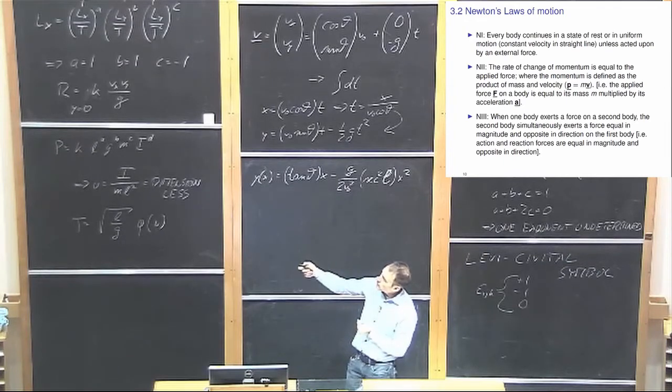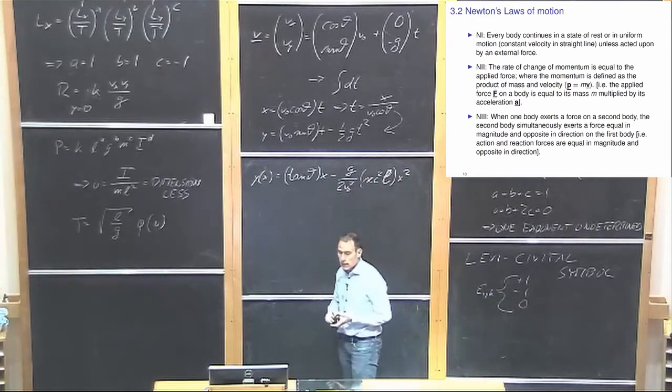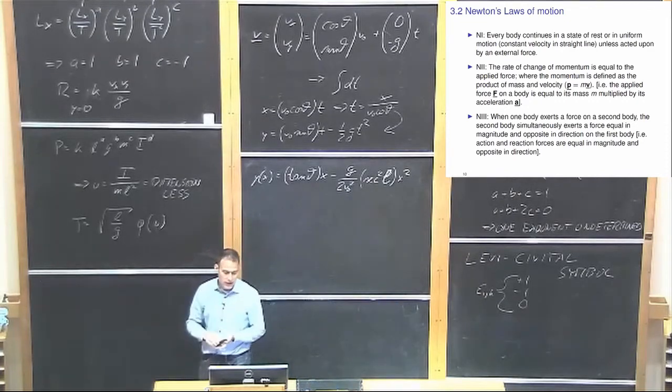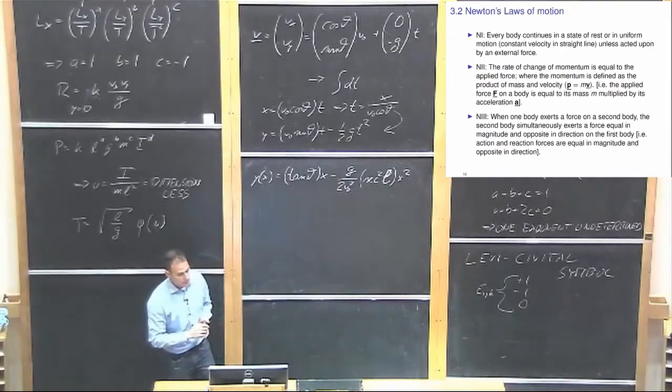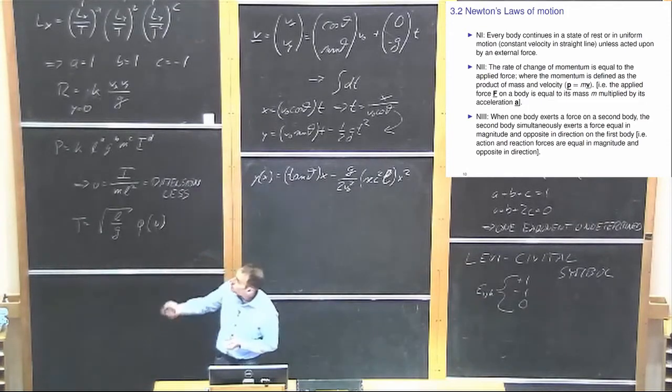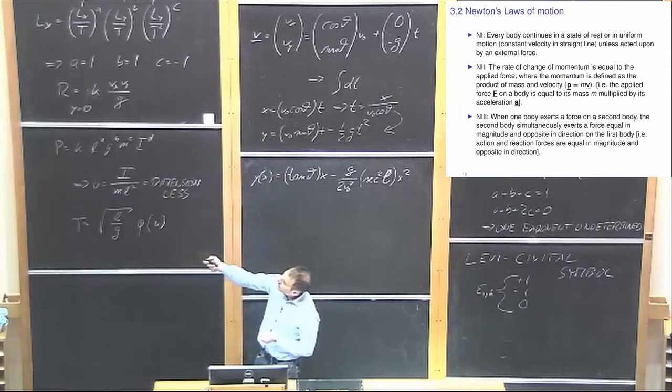This is Newton 1. Newton 2: the rate of change of momentum is equal to the applied force, where the momentum is defined as the product of mass and velocity. The applied force F on a body is equal to its mass multiplied by its acceleration a.